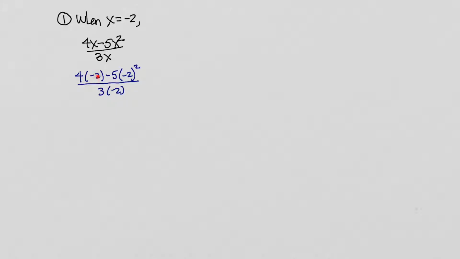So let's do it. We'll get 4, put a negative 2 in for that x, minus 5, put a negative 2 in for that x, we'll square that, over 3, and put a negative 2 in for that x. So let's see what happens. 4 times negative 2, well, that's going to be a negative 8, minus 5. Now remember, do powers before the multiplication. So negative 2 squared, that's going to give us 4, all over negative 6. We'll get negative 8 minus 20 all over negative 6. How about negative 28 over negative 6? And a negative over a negative, right, that's going to be a positive, and we can reduce this. 2 divides each one of those. So how about if we write 14 over 3?